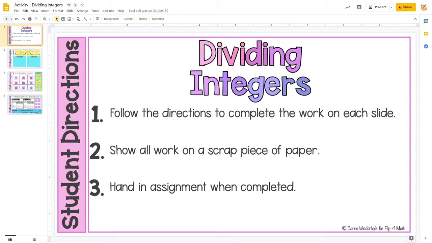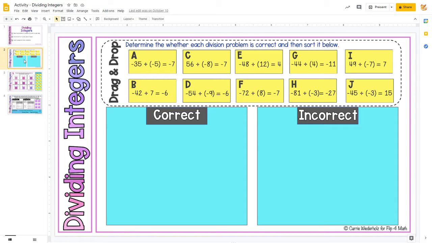This time we're going to be looking at dividing integers practice. So the first one is we're given these problems and we need to decide if they are correct or incorrect. Just to give you a tip, the answers, the numbers that is, are correct. We're just looking to see if the sign used is correct or not.